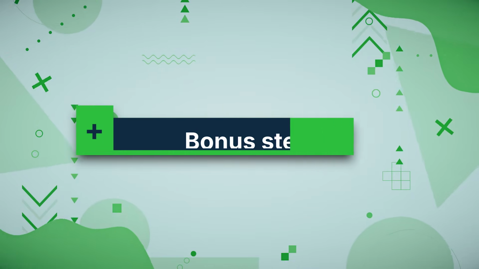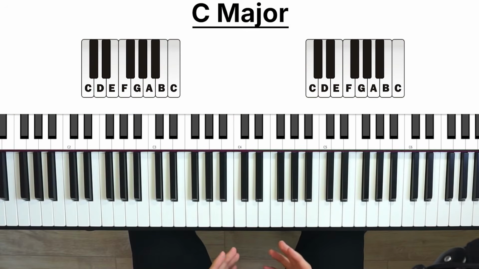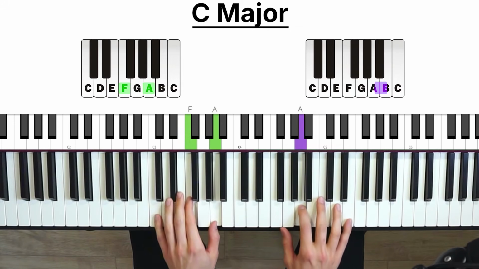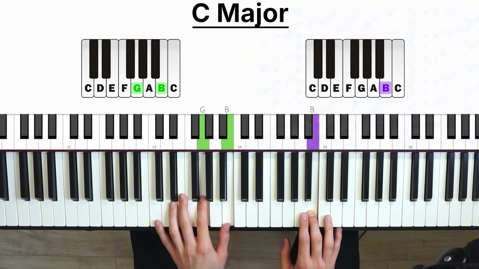As a bonus step, I'll now show you some advanced concepts to take your improvisation to the next level and make it sound really cinematic. We'll start out just like we did before with our progression of A, F, C, and G.